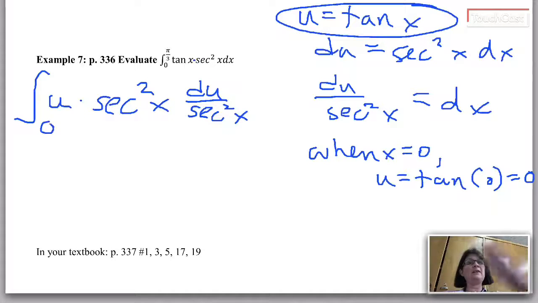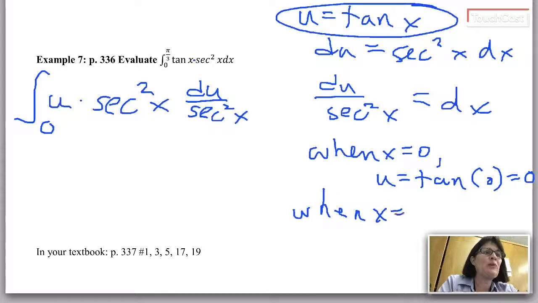And maybe that doesn't feel like a new lower limit because it happens to look exactly the same as the old lower limit, but it is. I've converted it from being an x limit to being a u limit. We'll have more excitement when we update the upper limit. So when x is pi over 3, oh wow, you're going to test Miss 6 and see if she remembers her tangent of pi over 3. So when x is pi over 3, u is going to equal tangent of pi over 3.